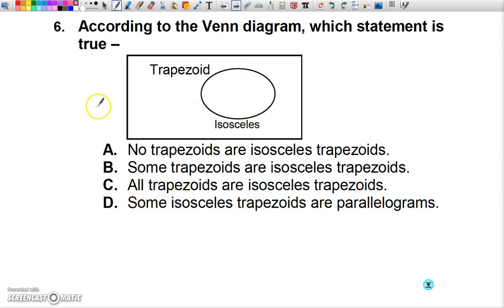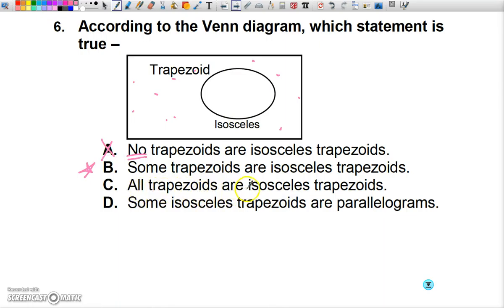All right, number 6, according to the Venn diagram, which statement is true? No trapezoids are isosceles trapezoids. Well, first of all, that's not even a logical statement. How could it not be an isosceles trapezoid if it doesn't even make sense. But regardless, if it was no, there would be no overlapping, so it's not A. B, some trapezoids are isosceles trapezoids. Well, yeah, because there are trapezoids out here in this section that do not fall in this area, so we're leaning towards B.